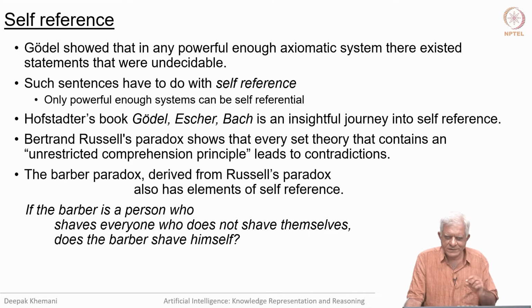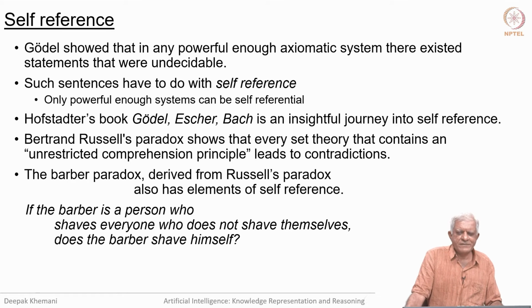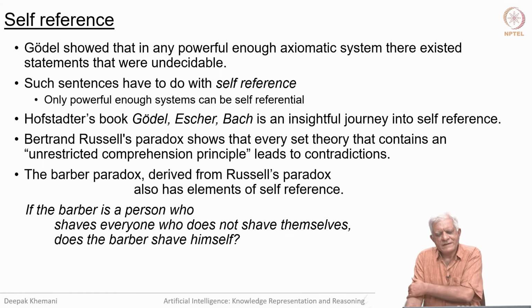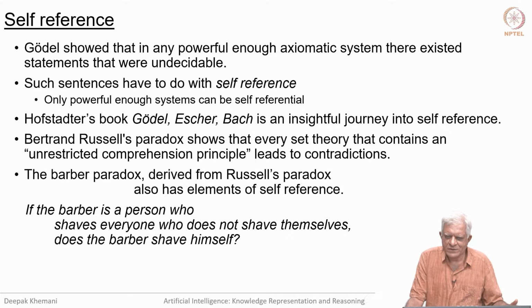So, you can see this subtle self reference here. If he is shaving himself, then he cannot shave himself, because by definition of a barber, it is a person who shaves people who do not shave themselves. But if he does not shave himself, then he could have shaved himself, because no, he is not shaving himself. So, it is a very interesting kind of a paradox that you should ponder over for a little while.